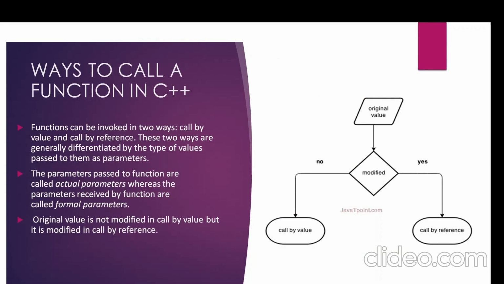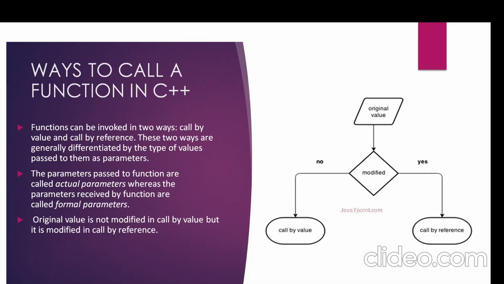Function can be invoked in two ways, call by value and call by reference. These two ways are generally differentiated by the type of values passed to them as parameters. The parameters passed to function are called actual parameters, whereas the parameters received by the function are called formal parameters. Original value is not modified in call by value, but it is modified in call by reference. So this is the basic difference between call by value and call by reference.